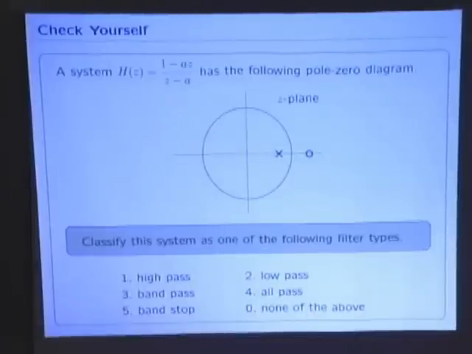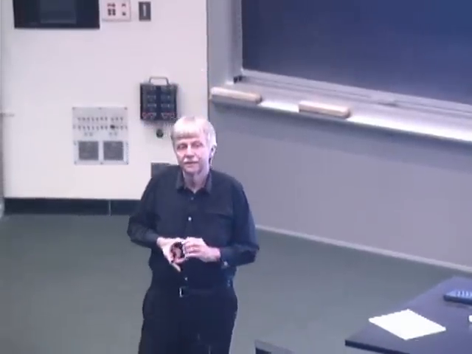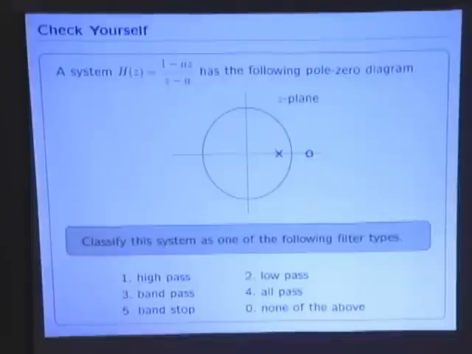Why? Can somebody make an argument why that should be all pass, other than you saw it yesterday in recitation? I mean, that's a good reason. Yeah? If you go along the j omega axis for low omega, the magnitude of the 0 divided by the magnitude of the pole is pretty large. And then as you go up to infinite omega, it goes to 1. So everything's going to pass. So I'm a little bothered by infinite omega. Where should we be? When we think about things as low pass, high pass, whatever, what are we thinking about when we say something is a low pass filter?